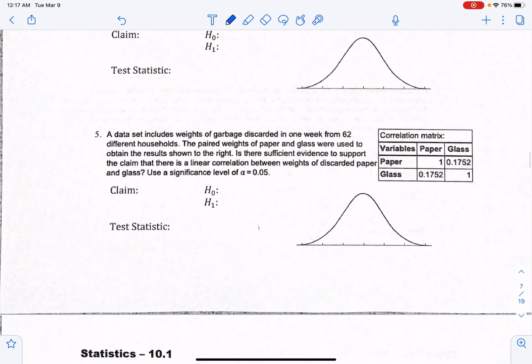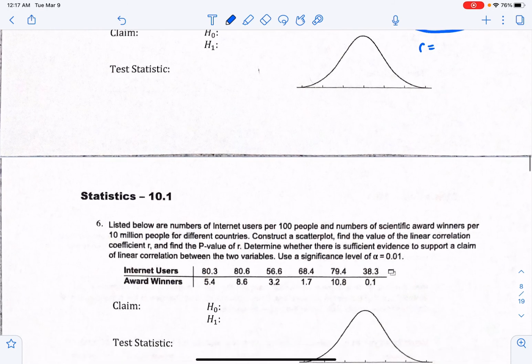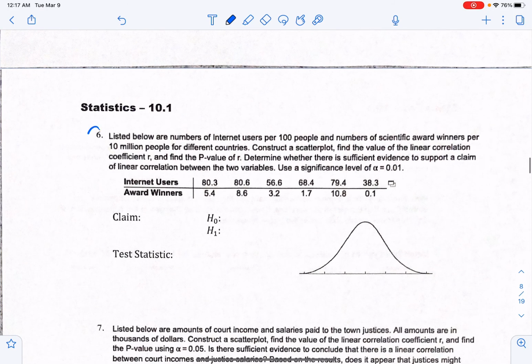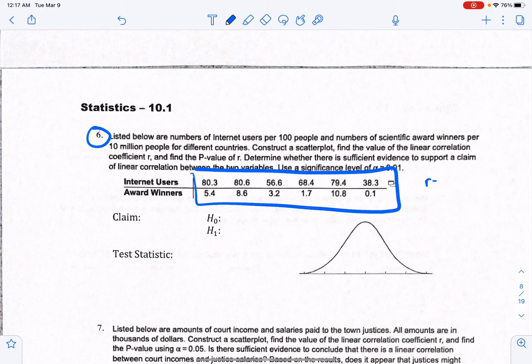Number 5, they do not give you the value of R. So you might have to go and plug these numbers in. Actually, you know what? Just wait on number 5. Don't do number 5 until tomorrow. We'll do number 5 tomorrow, but go ahead and try number 6. You will have to plug these ones into your Google Sheet and find the R value, and then you should be able to run the test like normal.